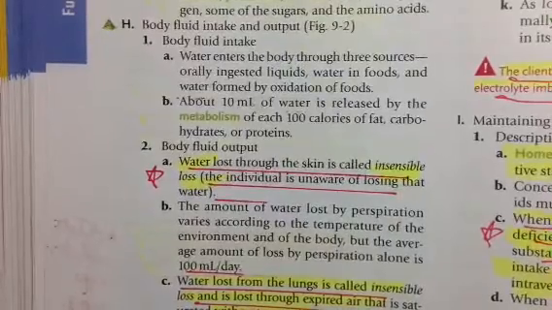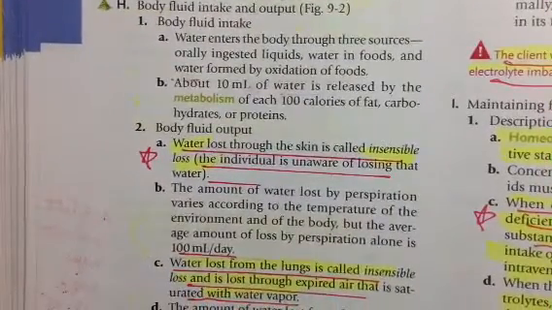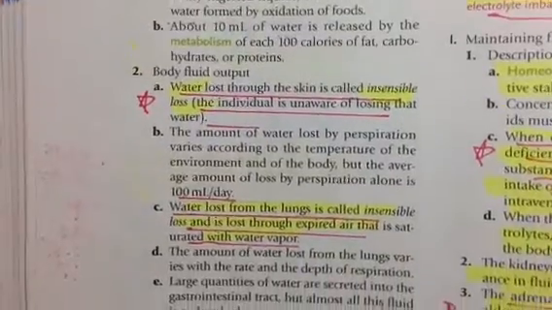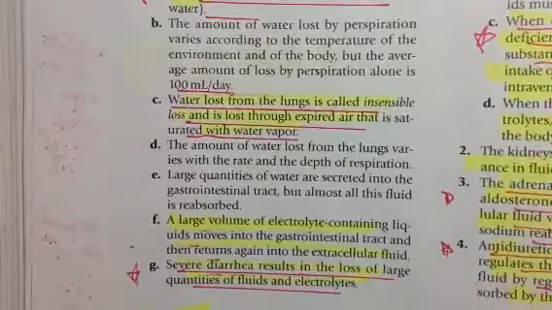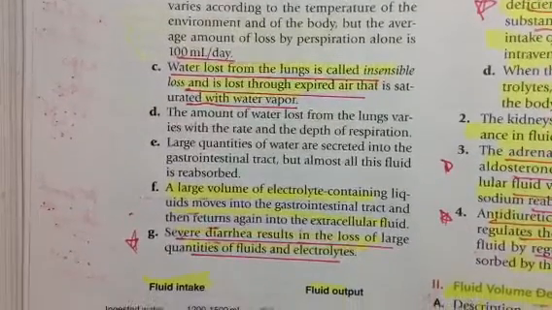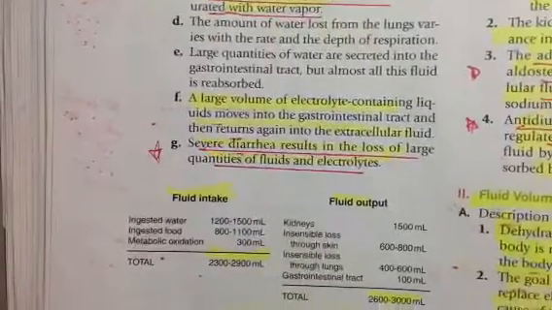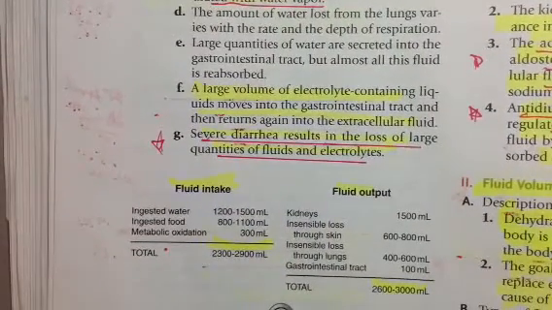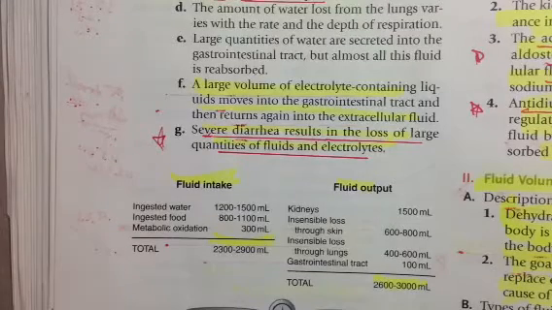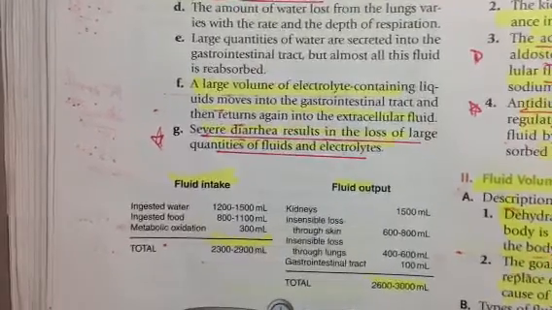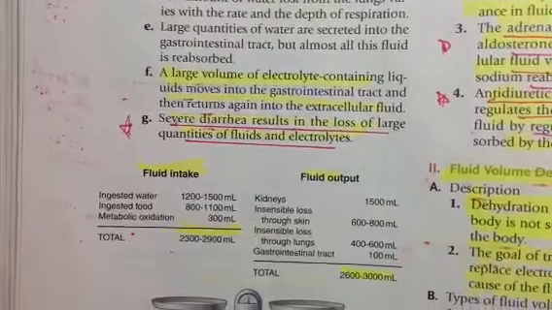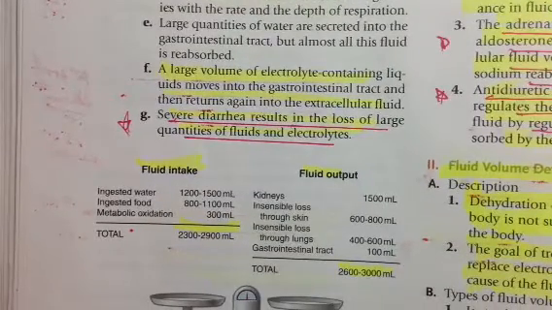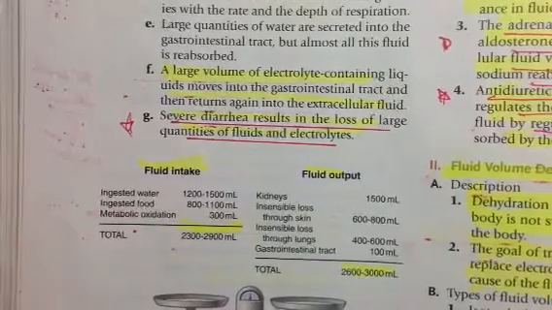Water lost through the skin is called insensible loss. The individual is not aware of losing that water. Water loss from the lungs is also called insensible loss and is lost through expired air that is saturated with water vapor. The normal fluid intake in a day is 2,300 to 2,900 milliliters. The normal fluid output in a day is 2,600 to 3,000 milliliters.